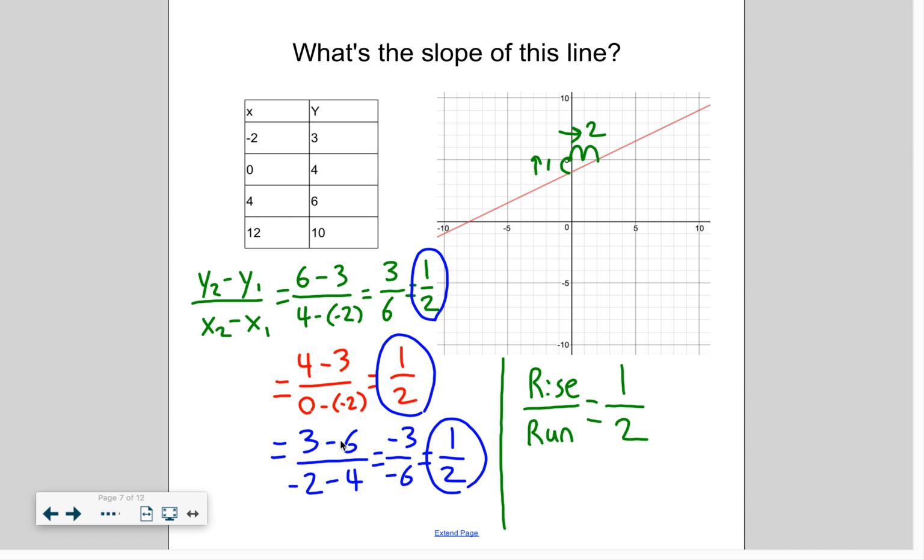But if you do that, if you do 3 minus 6, you need to make sure that you also do negative 2 minus 4. So it has to stay in that same order. So negative 2 minus 4 gets you negative 6. Negative 3 divided by negative 6 gets you positive 1/2. So it's the same slope throughout the entire thing.